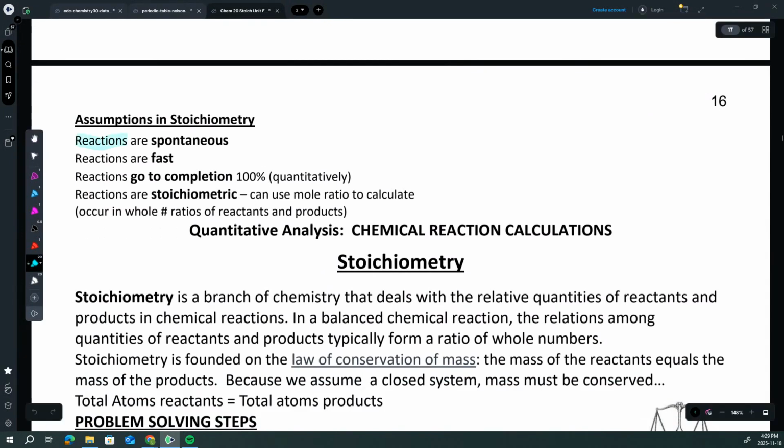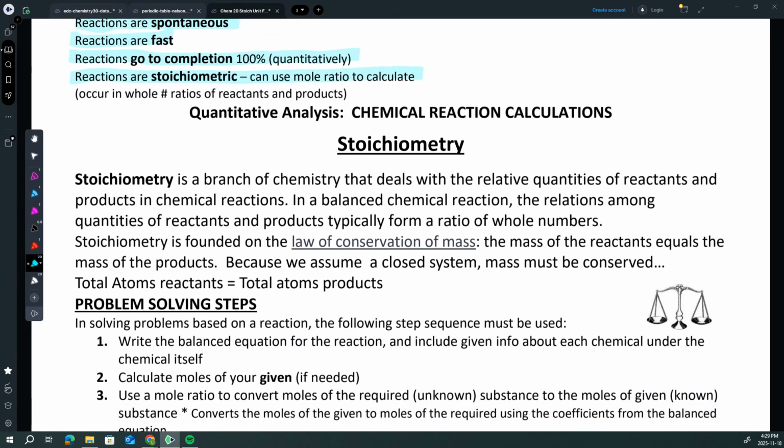So let's make sure we highlight this, that reactions are fast, they go to completion. So essentially what that means is your reactants are going to react completely and produce 100% products, okay? We're also going to assume that our reactions are stoichiometric, which means that we can use our mole ratio to calculate what the question's asking for.